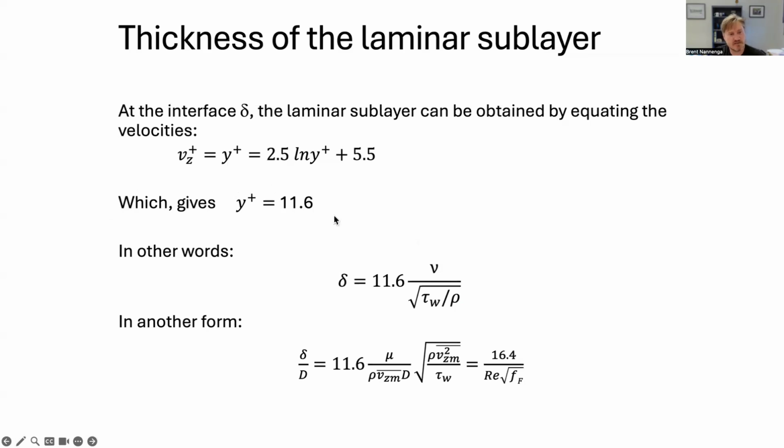So anything greater than 11.6, you're going to be using this equation here: VZ plus equals 2.5 ln y plus plus 5.5 for anything greater than 11.6. And the laminar sublayer will be anything less than 11.6. And there you'll just have VZ plus equals y plus. So here's another way of deriving this with the two-piece model. And usually in a problem, you'll either choose two-piece or three-piece, or the problem statement will say, solve this problem using the two-piece model, solve this problem using the three-piece model.